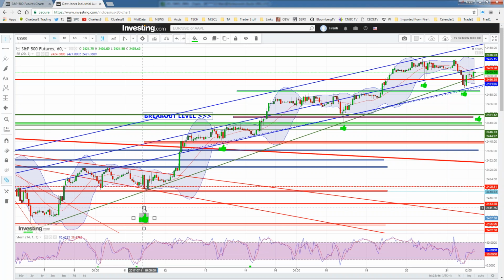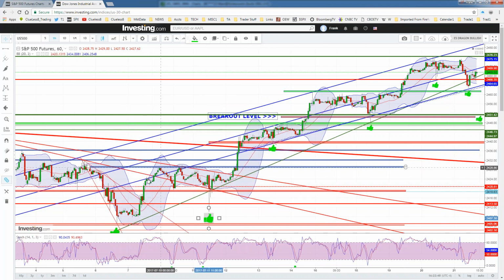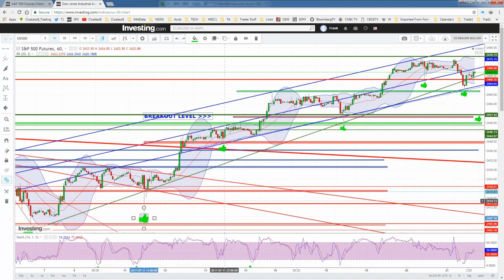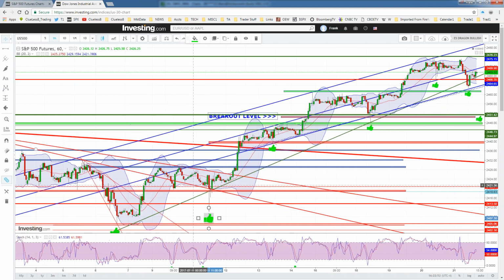From this point on, my lines are drawn to perfection. The parallel channels are all drawn. At this point, my channels are drawn because they're already there. And then once Donald Jr. just the reversal candle, the hammer reversal happened.